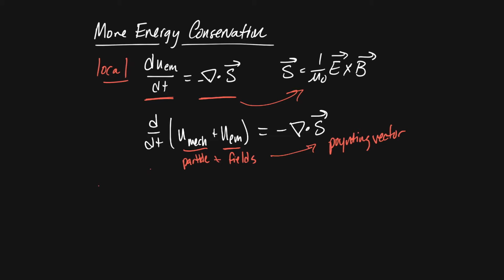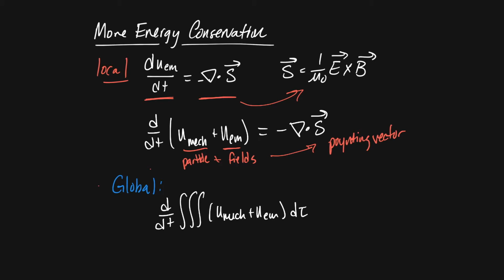And so when we want to understand more globally what is going on, if we want to make a global statement of this, we can integrate this over a volume. So if we look at the time derivative of a volume integral of the energy density associated with the mechanical and the electromagnetic, we are then integrating over a volume the Poynting vector. And so through the divergence theorem, what we have is a closed integral over some area of the Poynting vector.